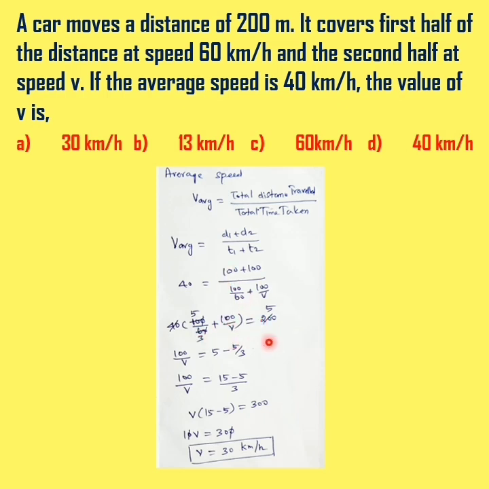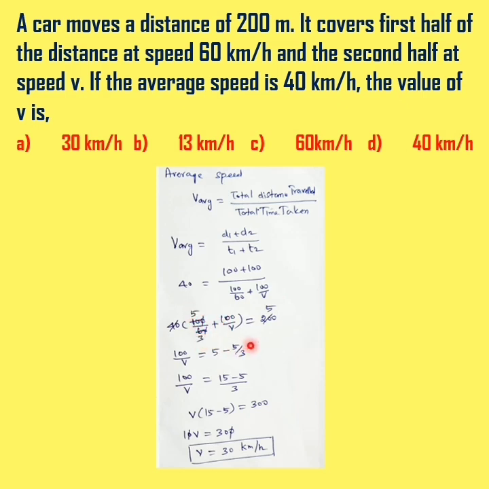Now if you cancel 40 and 200, this is 1 and this is 5, 40 times 1 and 40 times 5. Similarly, you cancel the zeros: 6, 3 twos are 6, and 5 twos are 10, therefore 5 by 3. So we can cancel like this, and then rearrange this equation like 100 by v, I'll keep this term here, and on the right hand side you have 5. Now 5 minus this term, this term is 5 by 3.